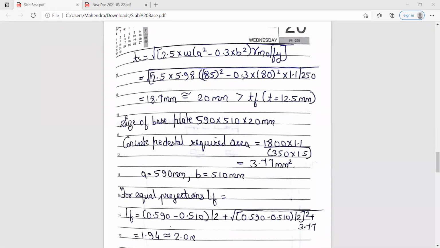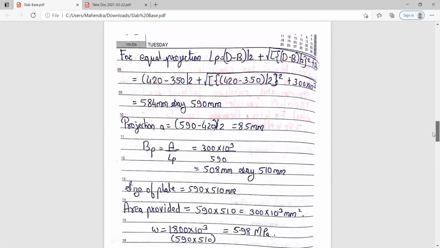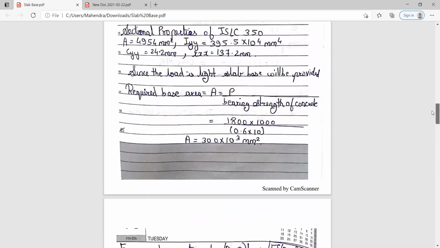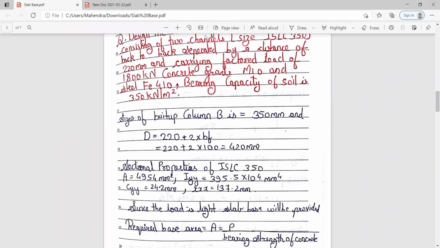Now the concrete pedestal. The concrete pedestal required area is 1800, that is nothing but the factored load that is given to you, into 1.1, that is the partial safety factor, upon 350 into 1.5. What is 350 over here? Yes, anyone? What is 350? 350 is nothing but the size of the built up column B. See over here, the size of the built up column B that you had assumed earlier, that is 350. So that size we are going to consider.